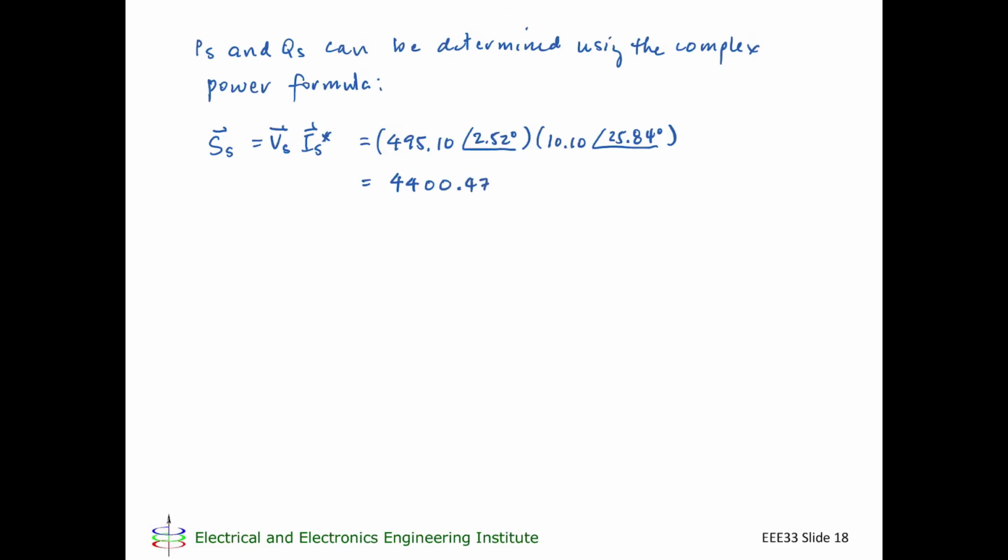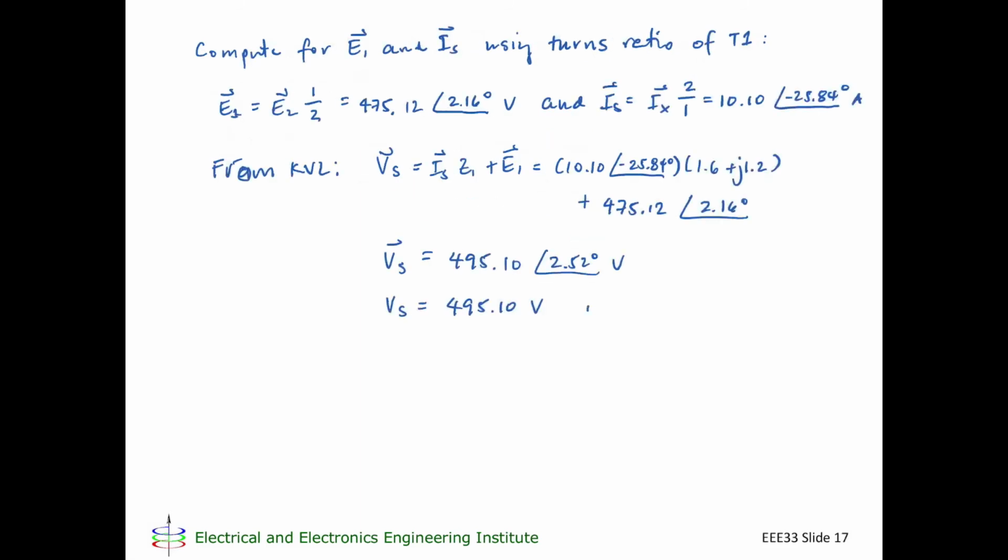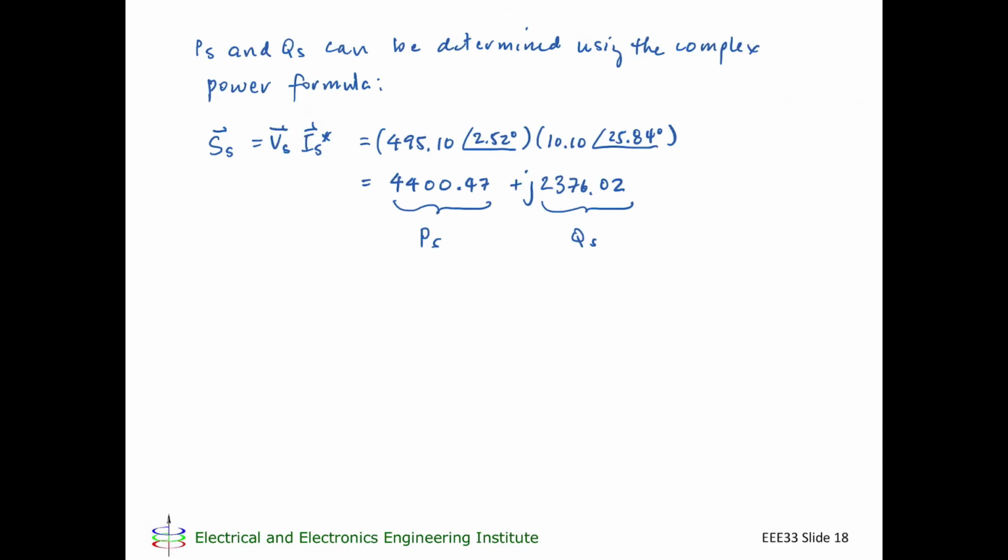If I compute this and display the results in rectangular form, I'm going to get 4400.47 plus j2376.02. Now I know that this is equal to the power supplied by the source, and this is equal to the reactive power supplied by the source. So there are my answers. My voltage is 495.1, and these are my power and reactive power.